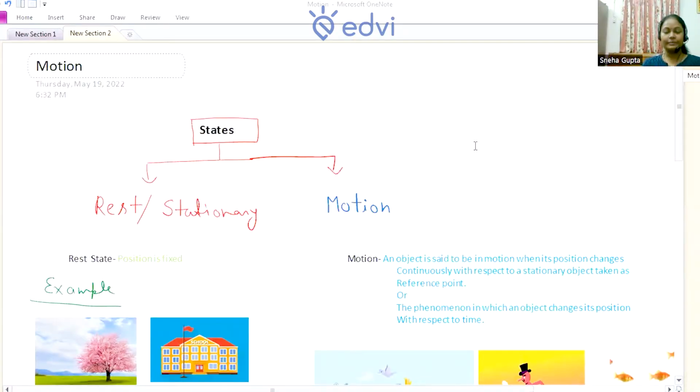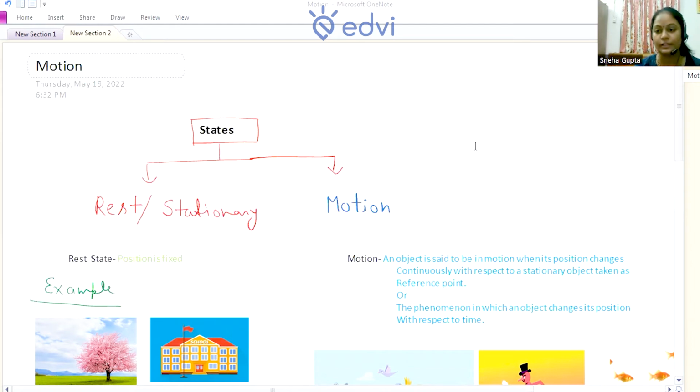So here, my topic, I am going to teach you physics. This is class 9 physics, and the first chapter is motion. So I will start you with the motion. First, before starting the topic motion, we see that there are states.